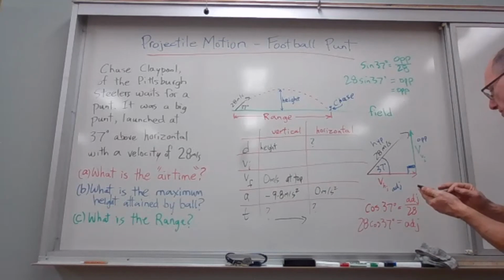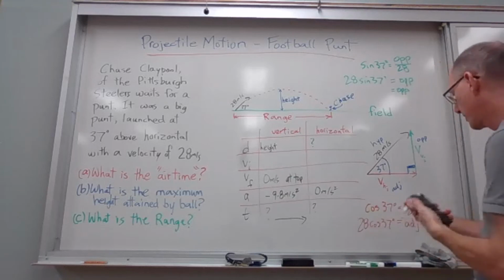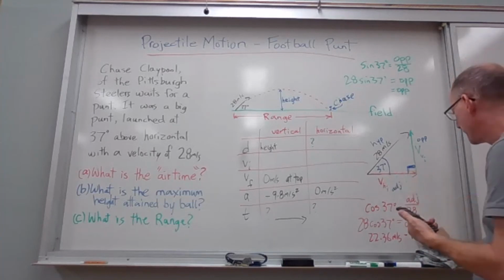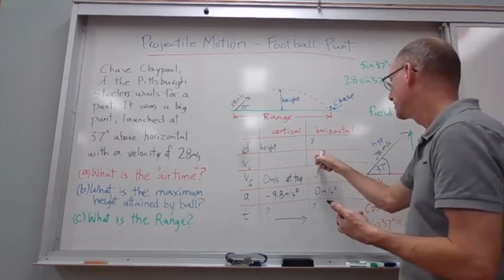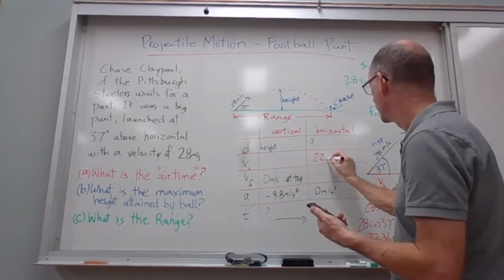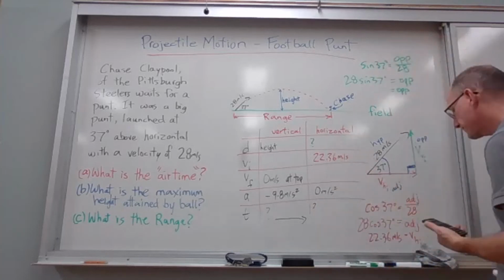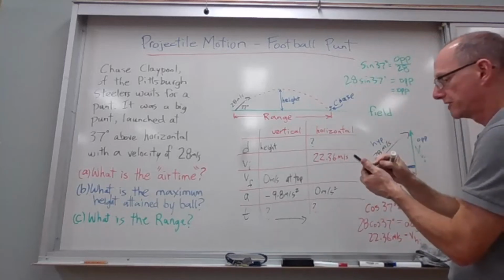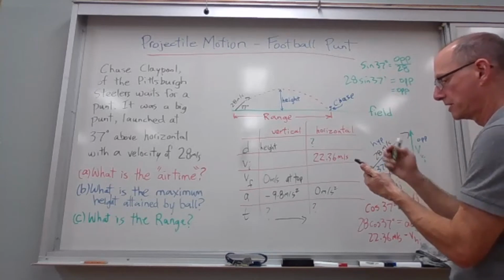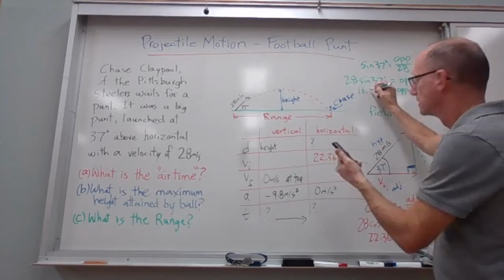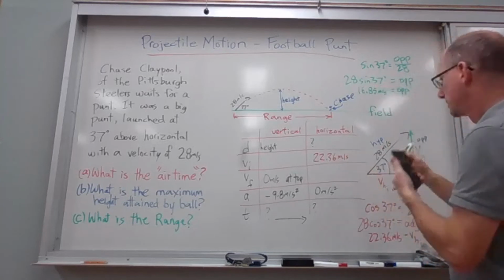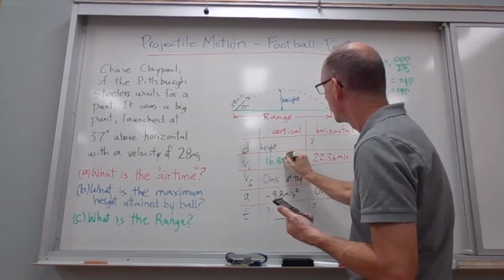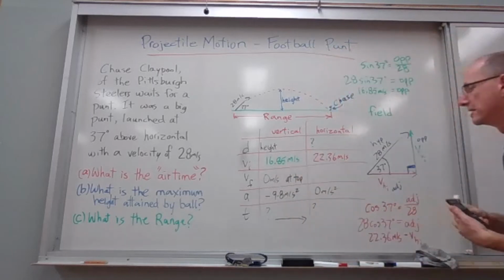Cos, make sure it's in degrees, times 28. And I get 22.36 meters per second. That's the horizontal speed, VH initial. So that's the initial speed in the horizontal direction. So it's 22.36 meters per second. And to solve this one, it was 37 sine times 28. And I get 16.85 meters per second. And that goes right here. That's the initial vertical speed. So it's 16.85 meters per second.